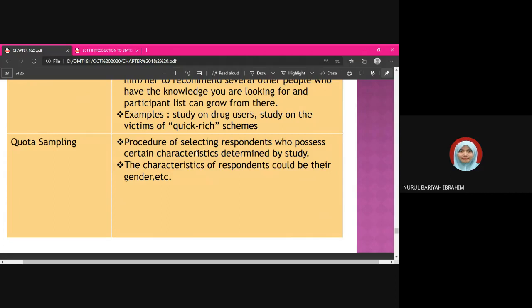This is two of the sampling techniques that we focus on when we are doing the non-probability sampling technique. So for the rest of the non-probability sampling techniques, you boleh baca for your information. Alright.